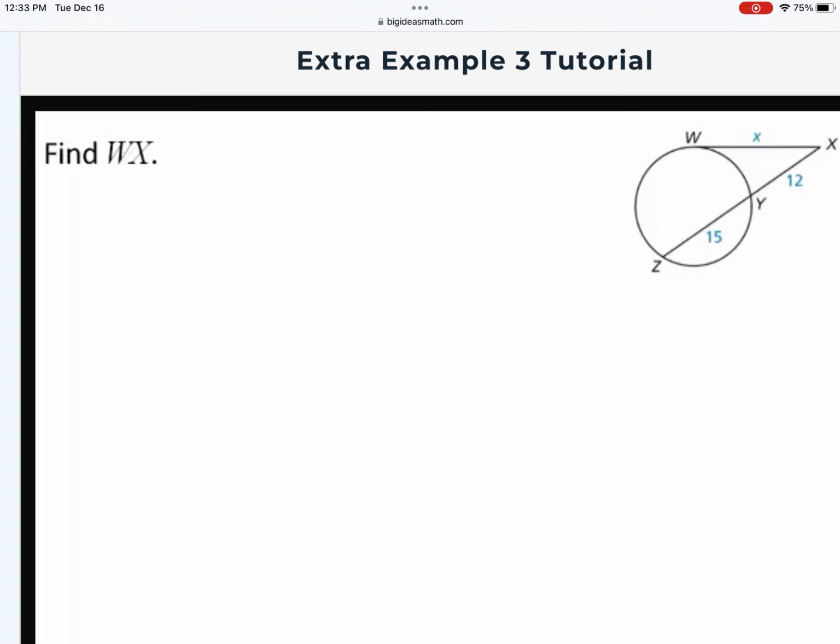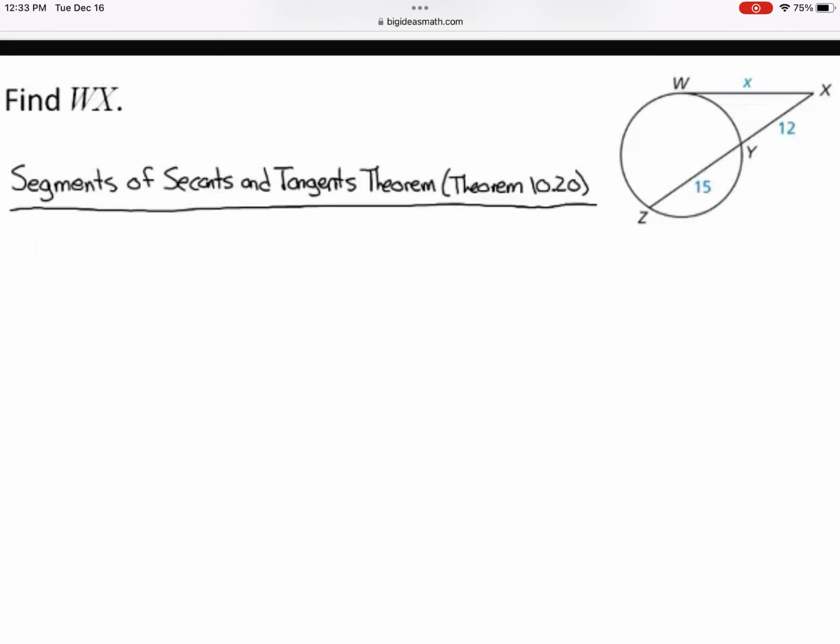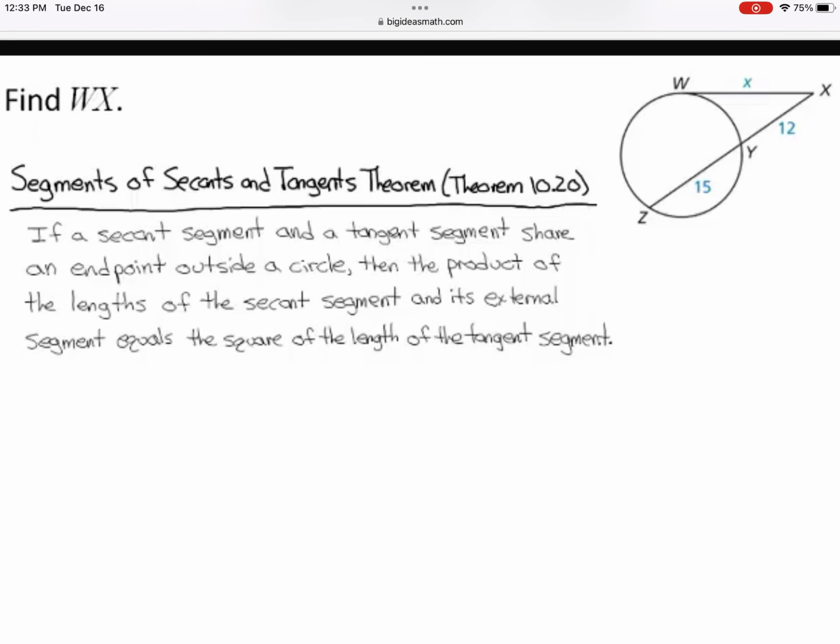Find WX. Use the segments of secants and tangents theorem, which says that if a secant segment and a tangent segment share an endpoint outside a circle, then the product of the lengths of the secant segment and its external segment equals the square of the length of the tangent segment. So using the segments of secants and tangents theorem, WX squared equals XY times XZ.